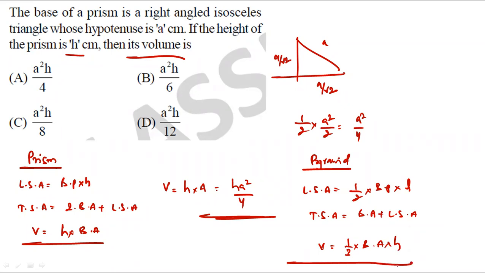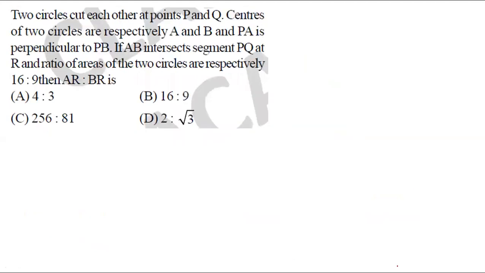Okay. For prism, lateral surface area is base perimeter into height. Total surface area is 2 into base area plus lateral surface area. Volume is height into base area. These are important formulas. For pyramid, it is half into base perimeter into slant height. L is slant height there. Total surface area is base area plus lateral surface area. Volume is 1/3 of base area into height.